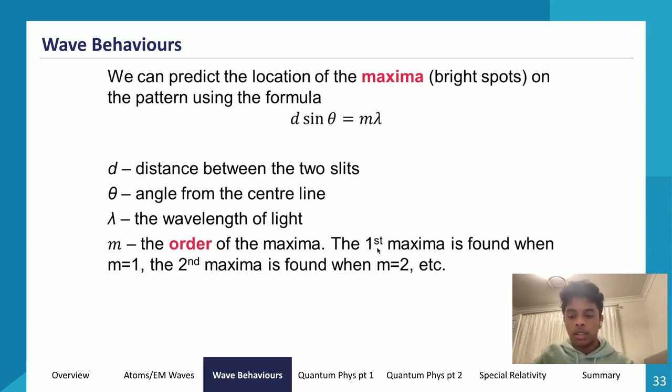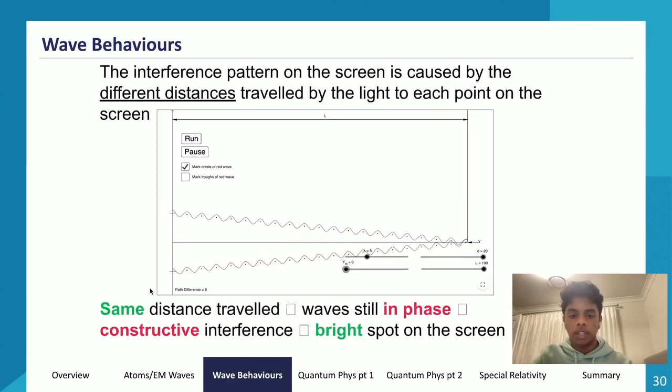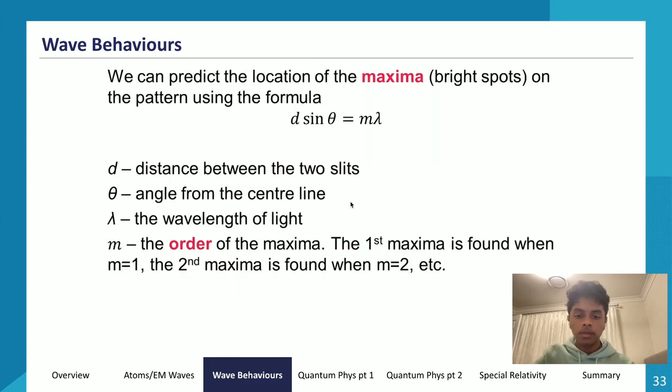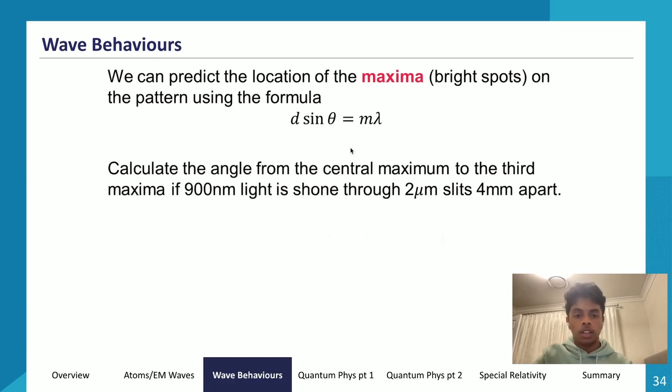So the first maxima is found when m is equal to 1. What is the first maxima? Well, let's go back. The first maxima is this first white band, which is this one over here. The first minima is the first black band, which is over here. So m equals 1 is the first maxima, m equals 2 is the second maxima, and so on and so forth. So this is how we break down the equation. Now let's solve a question using it.